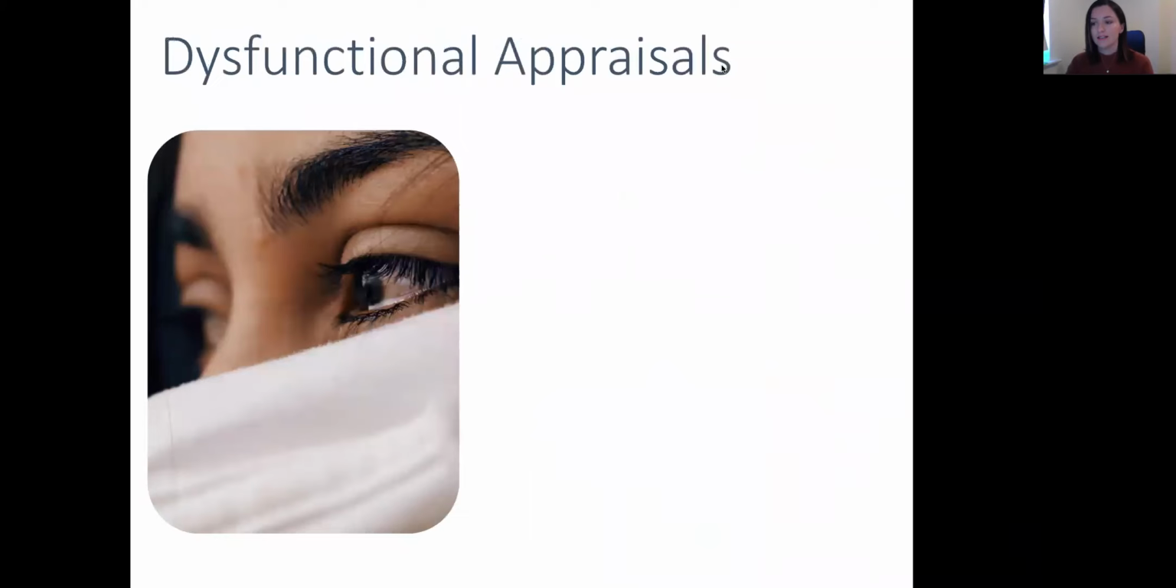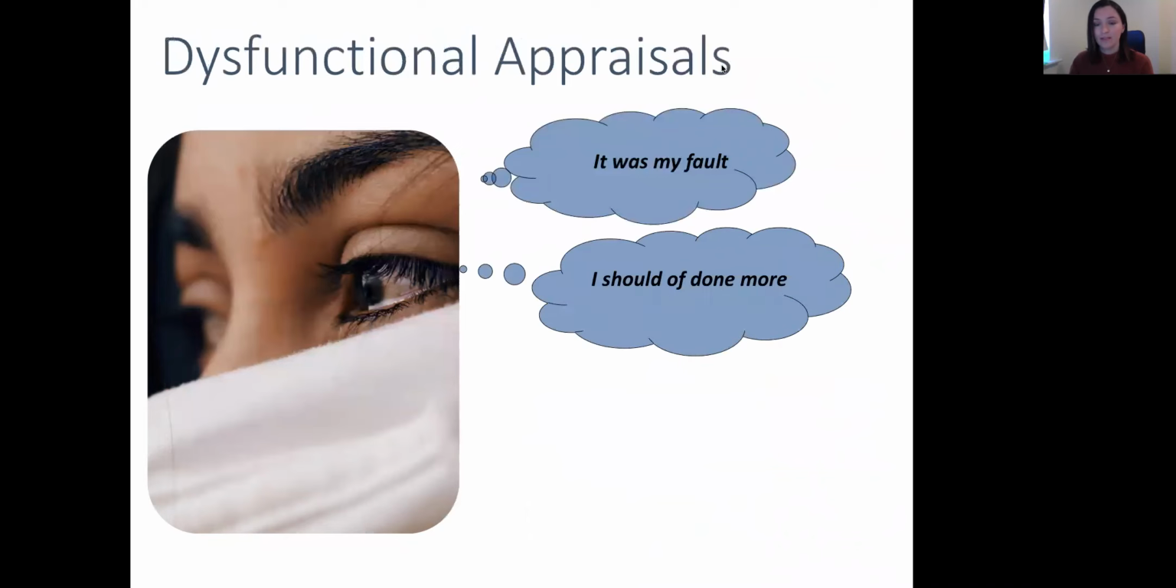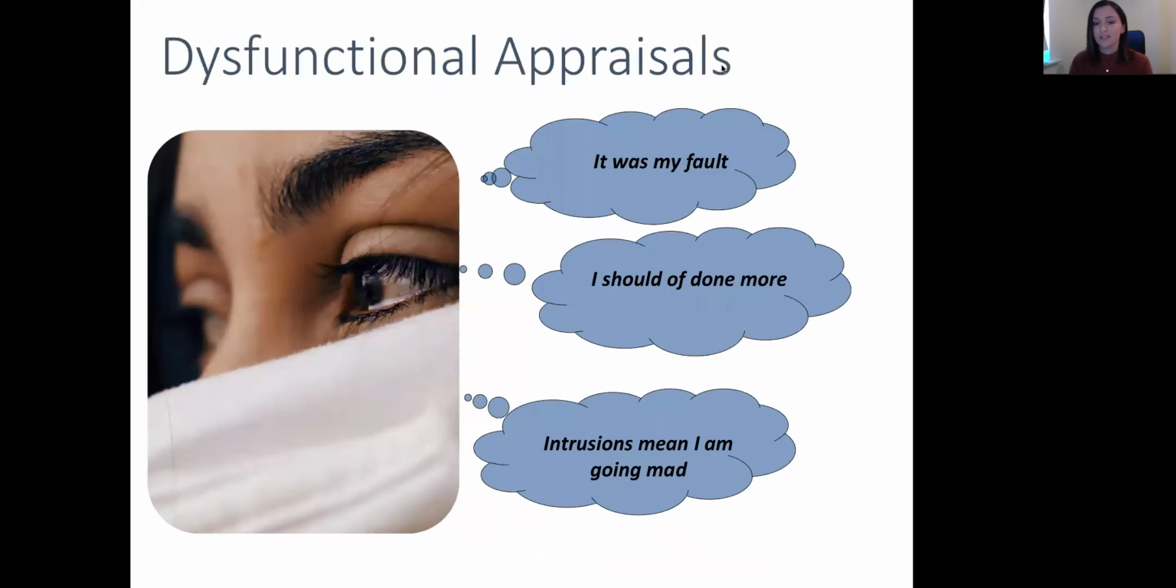So coming back to the Ehlers and Clark model, they propose that PTSD sufferers make highly idiosyncratic appraisals about a range of events. So for example, there could be appraisals about how the event happened, so the appraisal that it was my fault, and how they reacted personally during the event, so the appraisal that I should have done more. It's also thought that PTSD sufferers make dysfunctional appraisals about the meaning of symptoms, so for example, the meaning of intrusions. Seeing intrusions as a sign that one is going mad or they're not coping very well. So this raises an interesting question of whether learning to reappraise helps prevent the onset or the development of PTSD symptoms?